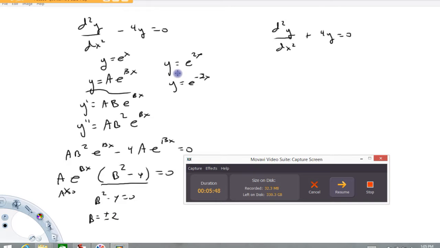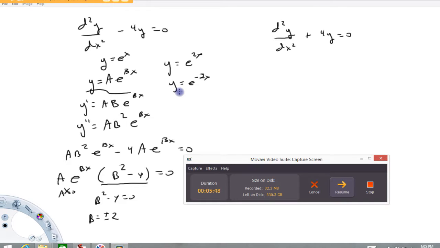When we compare these two solutions, like if I put the plus 2x in for b, and to tell you the truth, this should still have an a in front of it here and here. ae to the 2x and ae to the minus 2x are in fact different functions. So because these are different functions, both of these solve this. So what we really have are two different solutions here. I'll say like y1 and y2.